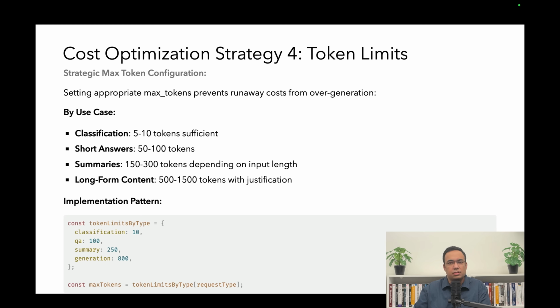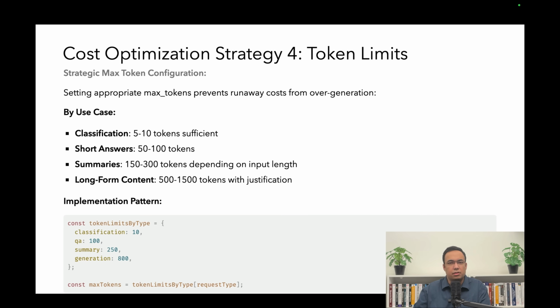So for classification tasks, 5 to 10 tokens is sufficient. You're typically getting back a category name or a simple yes or no. For short answers to factual questions, 50 to 100 tokens works well. This gives you a concise answer without unnecessary elaboration. For summaries, 150 to 300 tokens depending on input length. Longer source content might need longer summaries, but you still want to cap it to prevent overgeneration. For long form content generation, 500 to 1500 tokens with clear justification for why you need that length. Most use cases do not need 1500 tokens.